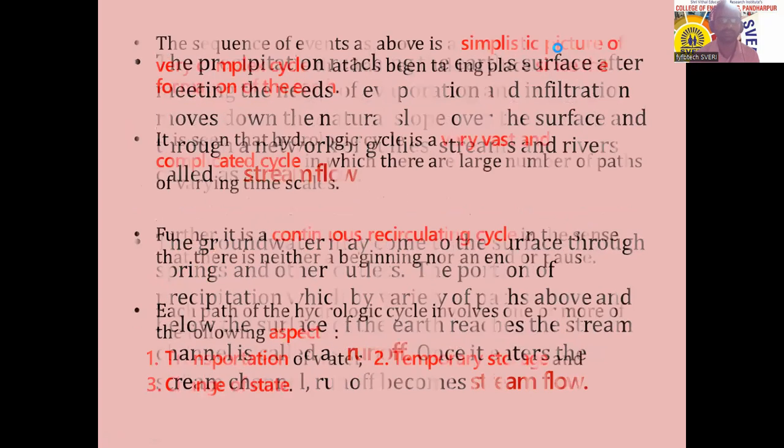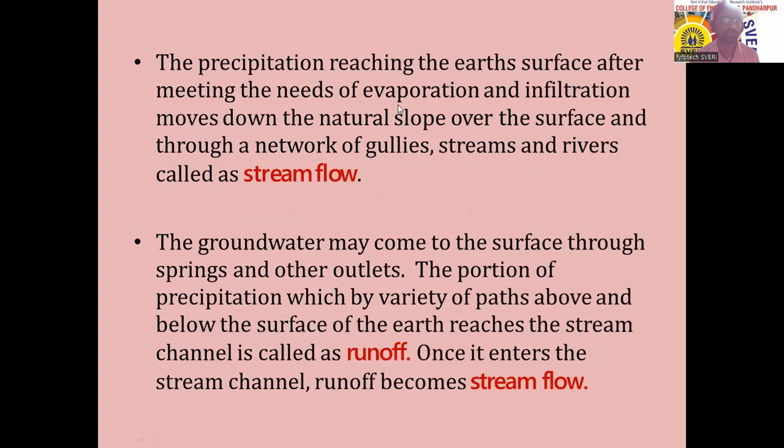Next, one more term is streamflow. So what is this? The precipitation reaching the earth surface, after meeting the needs of evaporation and infiltration, moves down the natural slope. So consider this is the earth surface.